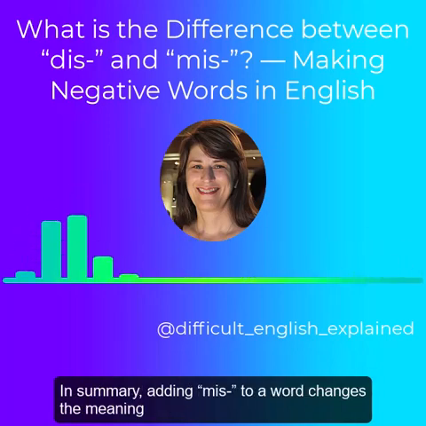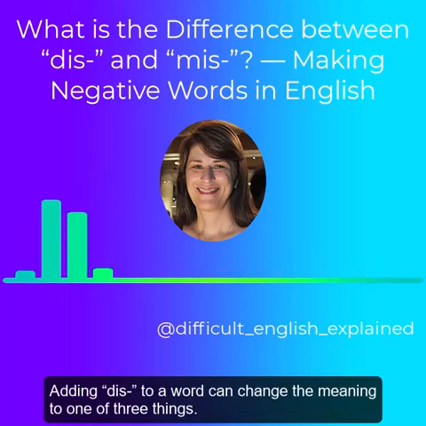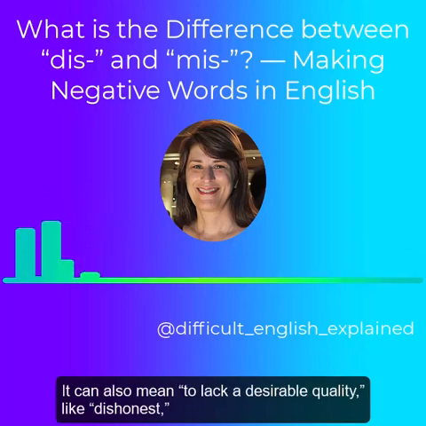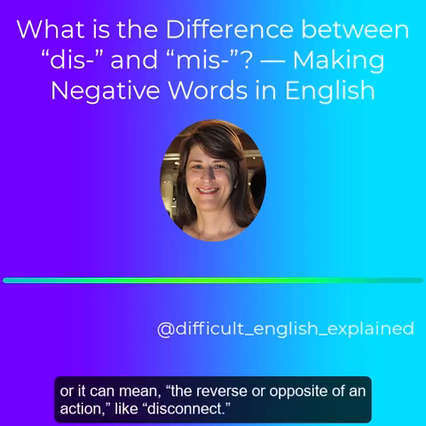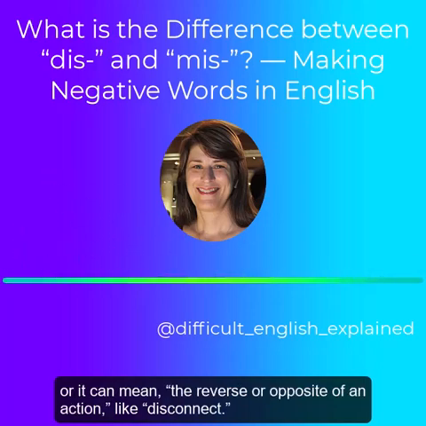In summary, adding mis to a word changes the meaning to doing something wrongly or improperly. Adding dis to a word can change the meaning to one of three things. It can mean to deprive of something, like discolor. It can also mean to lack a desirable quality, like dishonest. Or it can mean the reverse or opposite of an action, like disconnect.